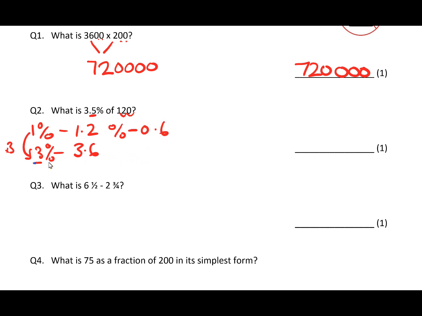So to get our 3.5%, we need to add the 0.6 to 3.6. So for 1 mark, it's 4.2.